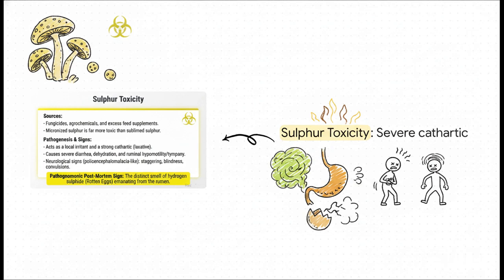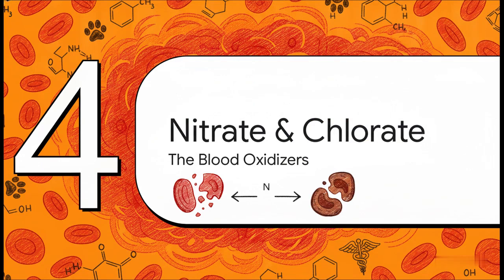But what's the definitive post-mortem clue? The exact second you open the rumen, you're going to be hit with the extremely distinct smell of hydrogen sulfide. Yep, rotten eggs.